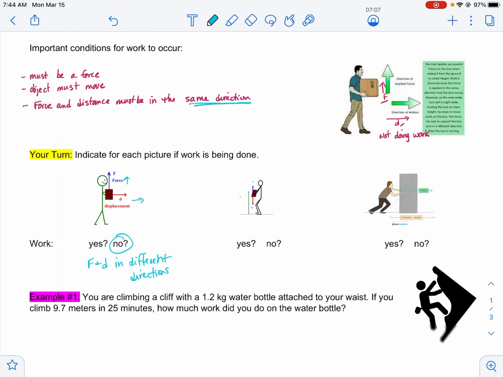Okay, so that's what I want you to think about. You can stop the video, please, and do the second and third pictures here and tell me yes or no, is there work being done? Make sure you say why.